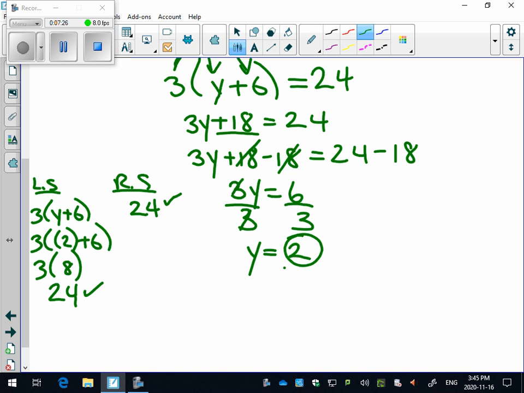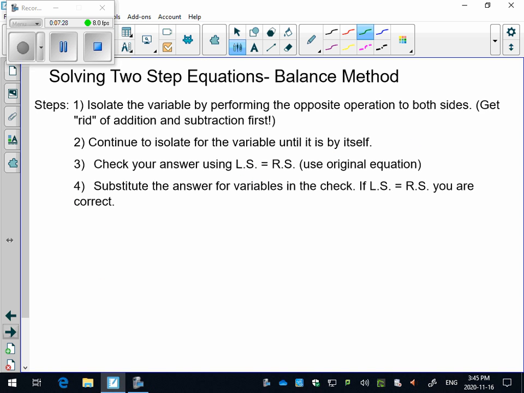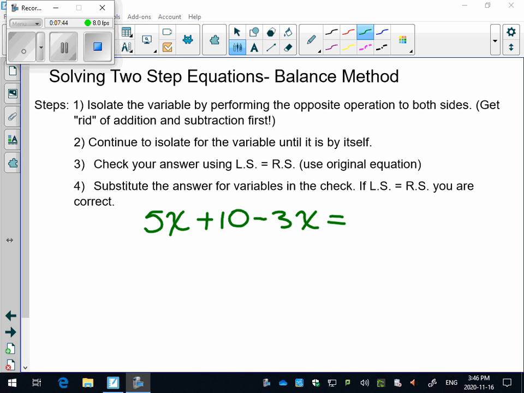I hope you're seeing that all of these are just the same type of questions with just a little subtle difference. So check out this subtle difference. What if we had something like 5x plus 10 minus 3x equals negative 20 minus 6. Let's throw some integers in there.